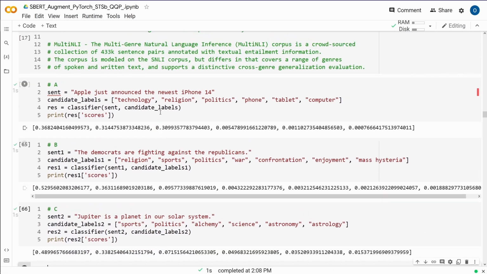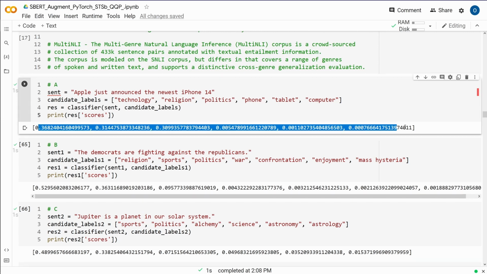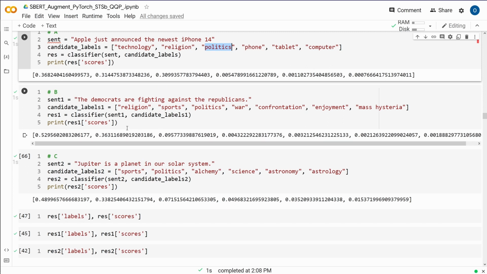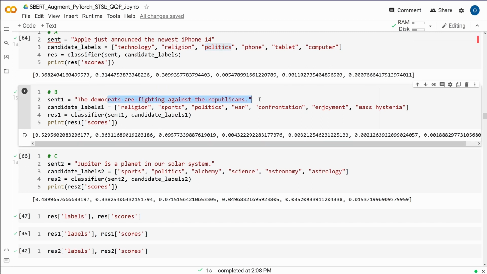This is real time, calculated here on my little laptop. And you see how fast it is. But there's now a problem. If you look at the scores, this is strange. We have .36, .31, .30, and then .00 something. So the first 3 are really there: technology, religion, politics. And I think, no, Apple just announced the iPhone 14, it is nothing about religion, nothing about politics. And I say, maybe it's a mistake. So I check out the second. The Democrats are fighting against the Republicans, so clearly politics, and I get .5, .36, .00.